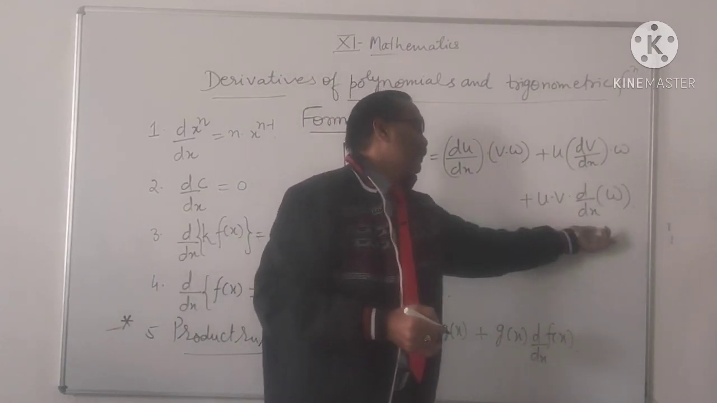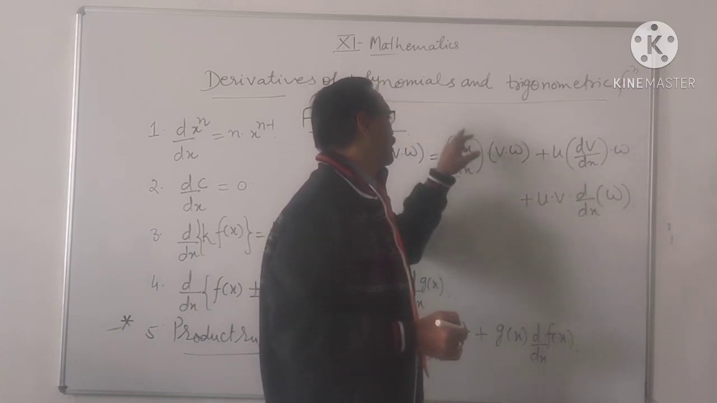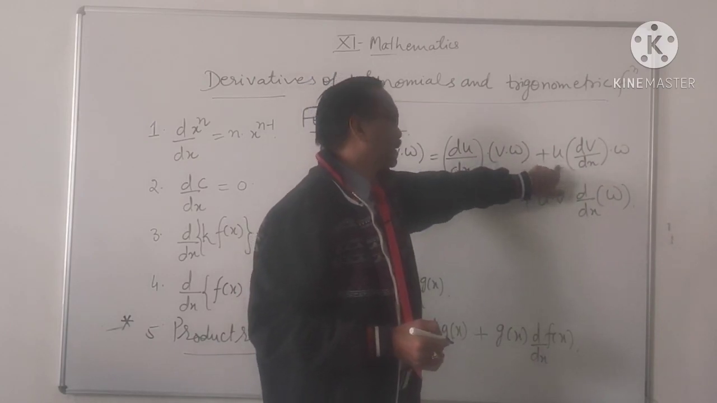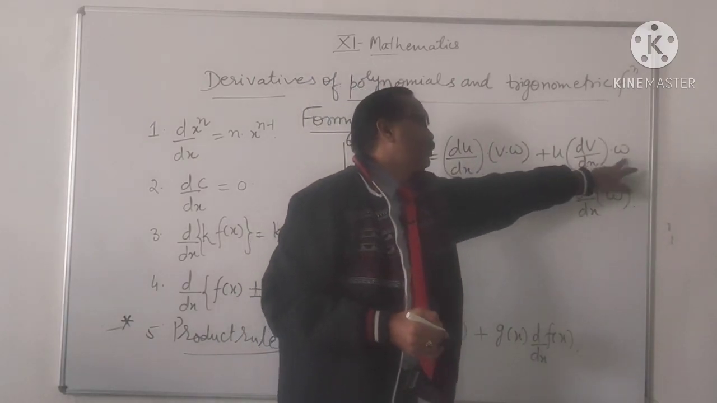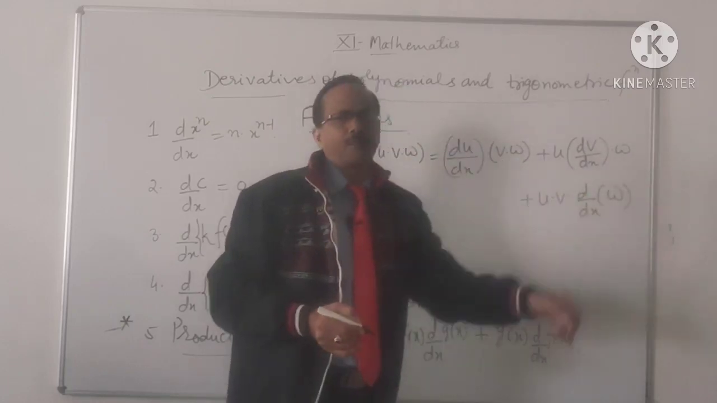This process will be continued, right? And so there are the three functions. First we differentiate u, v and w as it is, plus u as it is, then we differentiate v, w as it is, then u, v as it is, and d over dx of w.